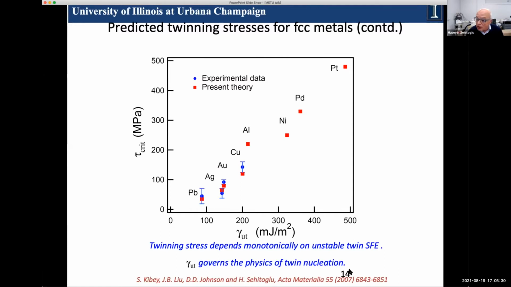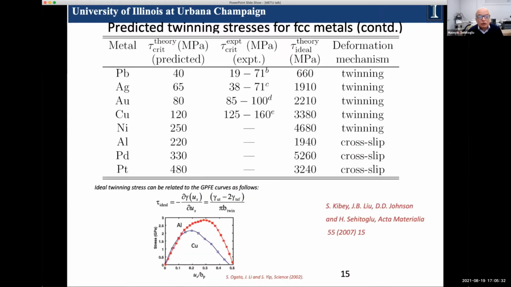I mean, we've come a long way since then, of course, but I just wanted to give you an idea of how we approached twinning stress determination. So these are our calculations, and these are the experiments. There's a scatter in the experimental results, and there's a reason for that.